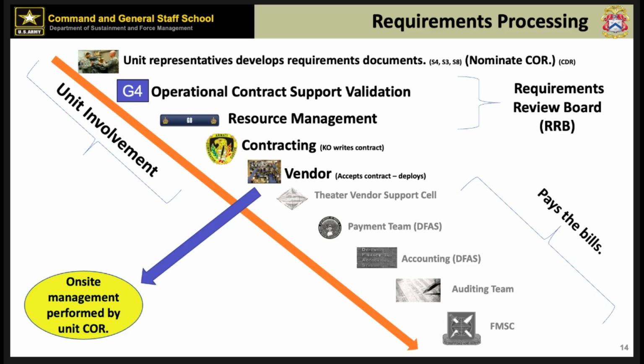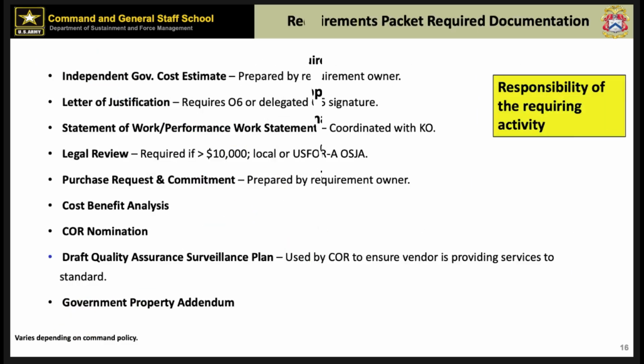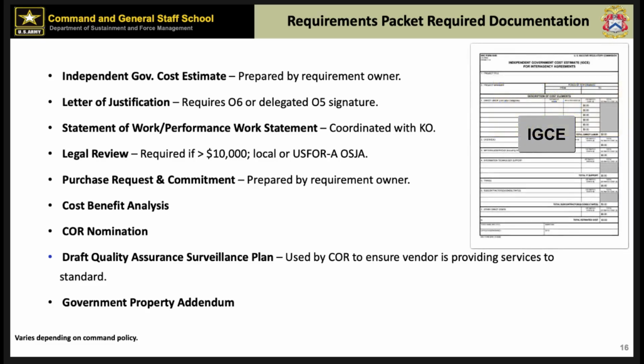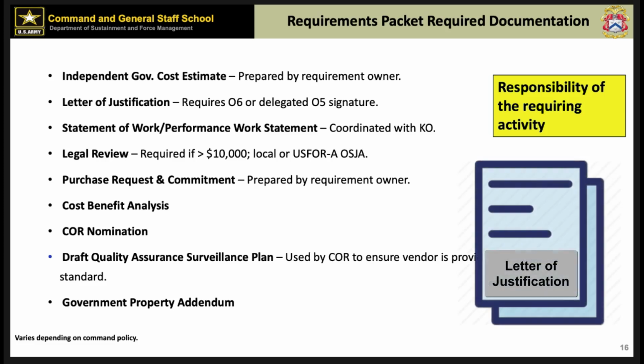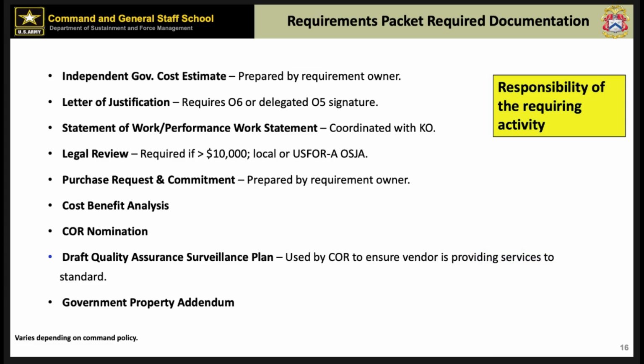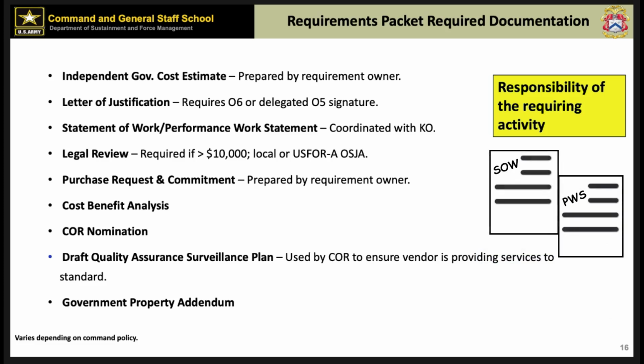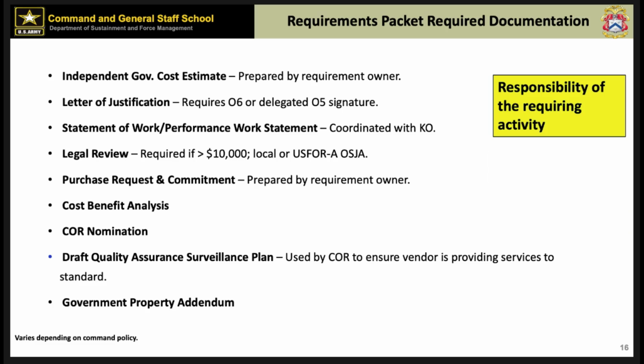Now let's look at the key documents produced by the unit that are necessary for a contract. When a contracted service is needed, several key documents must be provided. The independent government cost estimate is prepared by the requirement owner to outline expected costs. A letter of justification signed by an O6 or delegated O5 justifies the contract. The statement of work or performance work statement developed by the KO details tasks and deliverables.